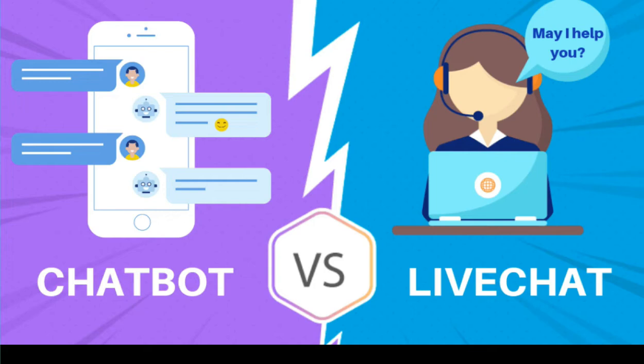So at the back end, at the business end, there is a human who is chatting with the people who visit your website. Whereas in case of a chatbot, there is a software program at the back end that is programmed to have conversation with the website visitors. Okay, so in the live chat process, there is a human at the back end chatting with the website visitors, whereas in case of a chatbot, there is a software program at the back end, at the business end, having conversation with the website visitors.